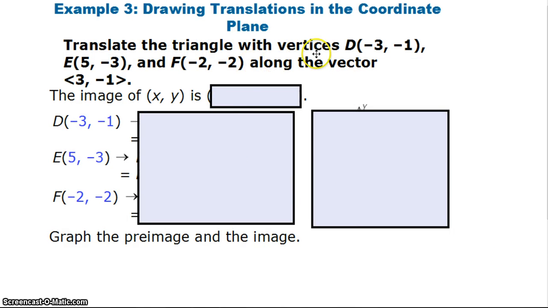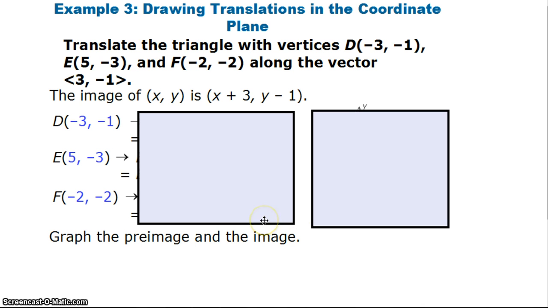Okay, so drawing translations in the coordinate plane, we want to translate the triangle with these vertices along this vector, which means that the image of the original will have a change of 3 in the horizontal, right? And a change of -1 in the vertical. So that's how we could write it in the form of a rule, right? So go ahead and complete this, and then diagram the original and the image.